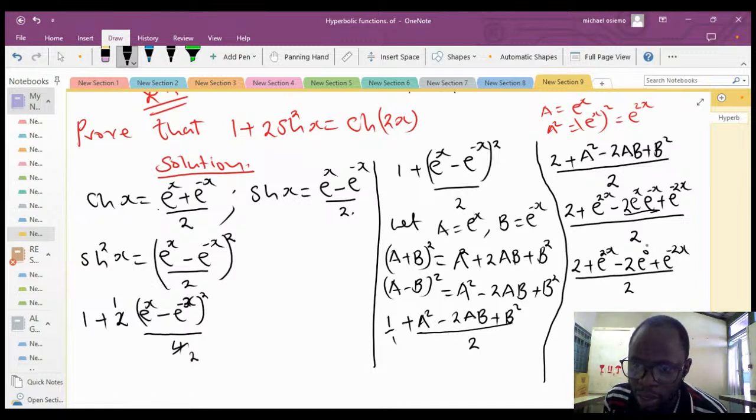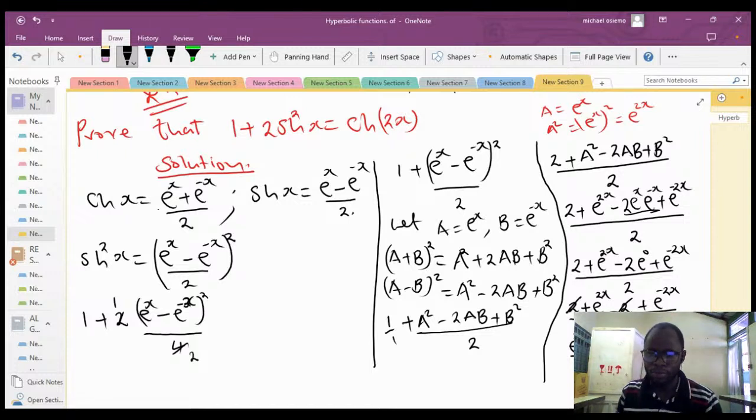From indices again, we said that exponential power 0 is equal to 1. That is, any number raised to power 0 is equal to 1. So this part shall remain with 2. So 2 plus exponential 2x minus 2 plus exponential negative 2x, and all this is over 2. So this 2 and that 2 will go. So we shall remain with exponential 2x plus exponential x, and this over 2.